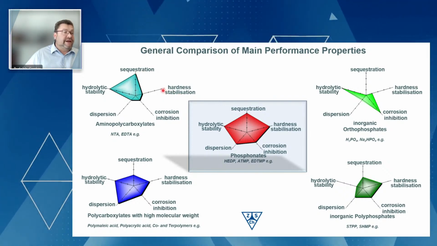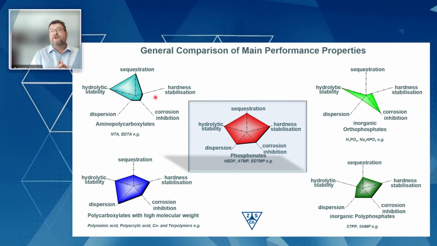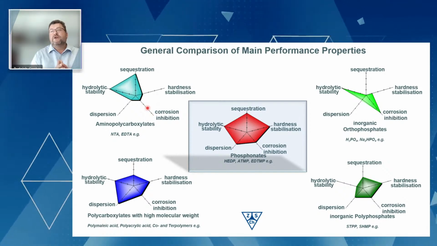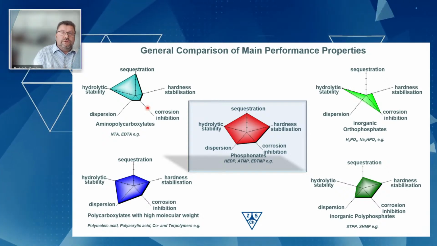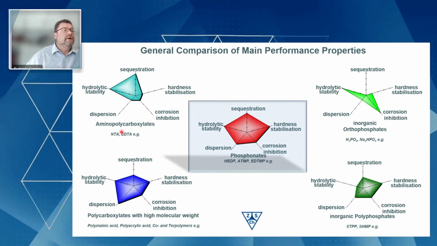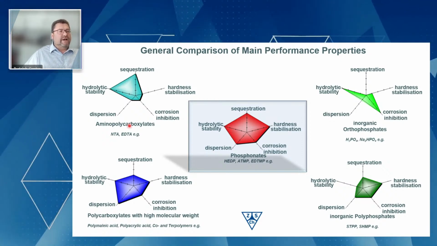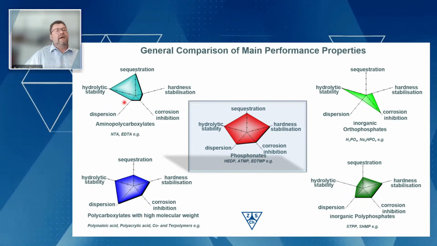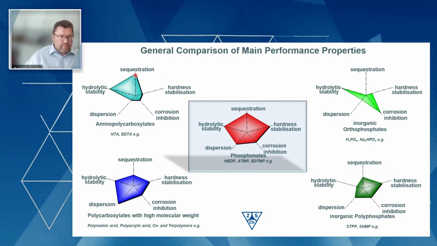We do not have any hardness stabilization because they do not work in substoichiometric amounts, only in stoichiometric amounts. And we also do not have any corrosion inhibiting property because they always form soluble complexes and would steal the iron out of a metal pipe, for example. There's also no dispersing effect, but they are stable. So in fact, the performance portfolio, if you want to call it like this, of EDTA or DTPA looks like this. They are known as sequestering molecules.